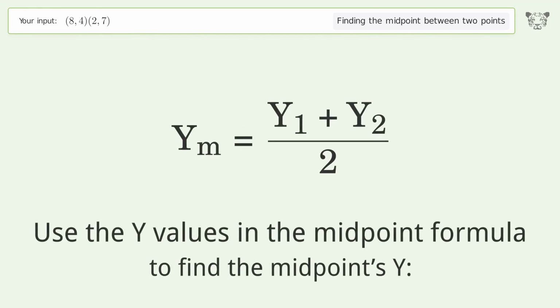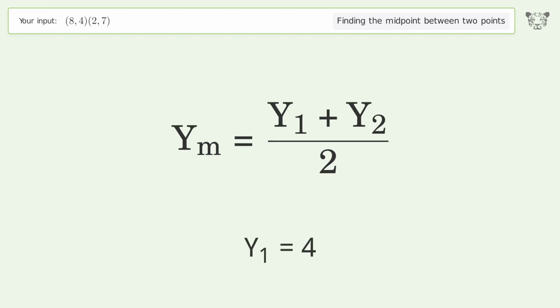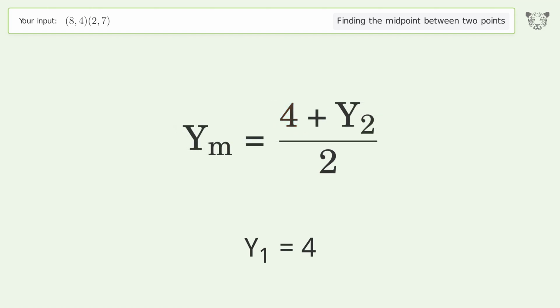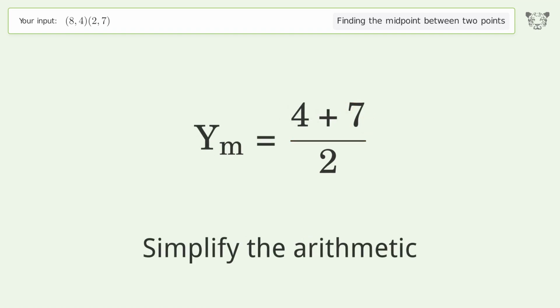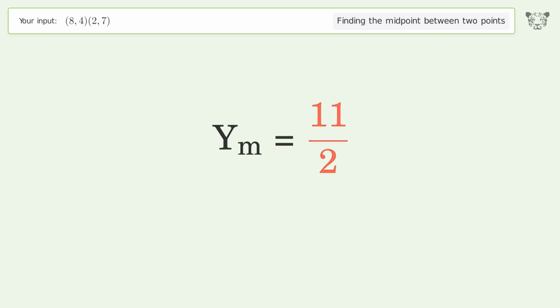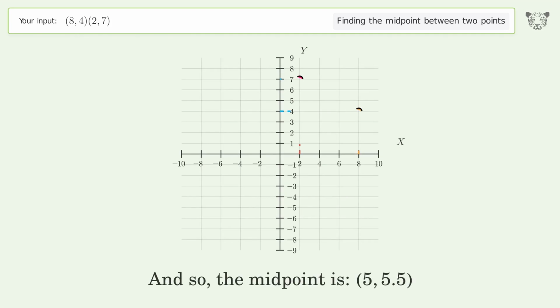Use the y values in the midpoint formula to find the midpoints y. y1 equals 4. y2 equals 7. Simplify the arithmetic. And so, the midpoint is 5.5.